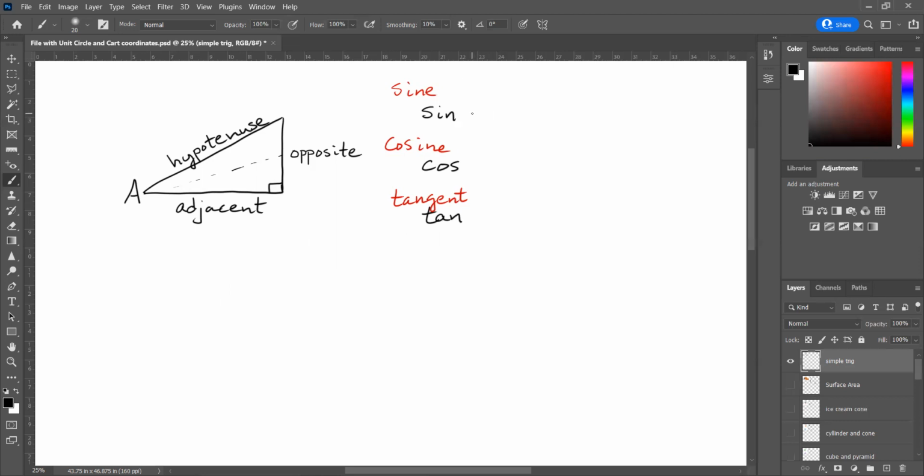Sine of an angle, so the sine of angle A would be its opposite side divided by the hypotenuse. The cosine would be the adjacent side divided by the hypotenuse. Tangent is the opposite side divided by adjacent.